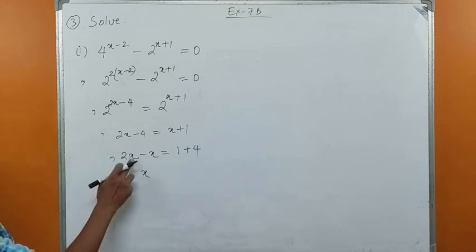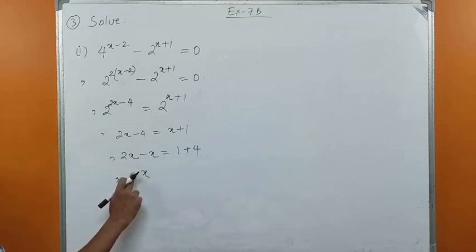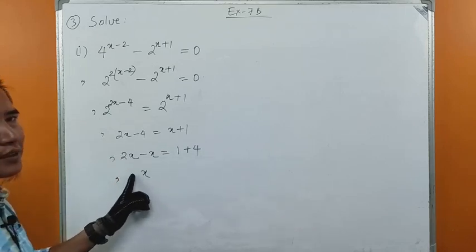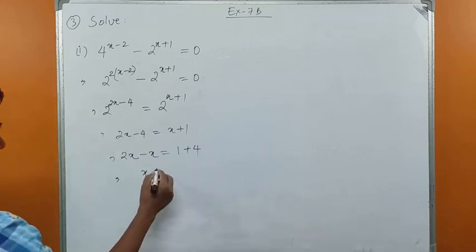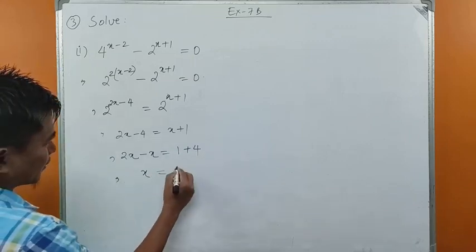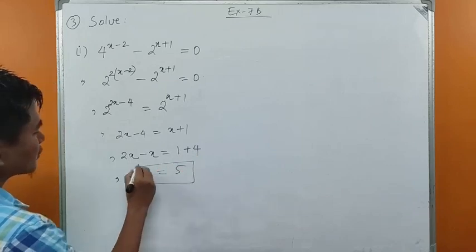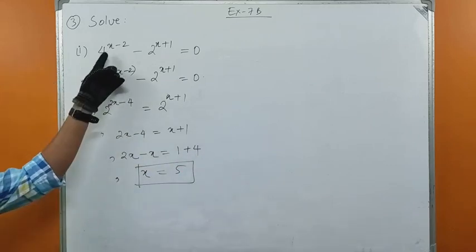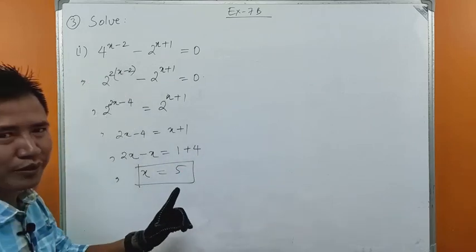The sign of the greater number comes, plus. Here we write plus. If we don't write any sign, we should understand there is a plus sign, isn't it? x equals to 1 plus 4, that is 5. So the value of x is 5. From this equation we found the value of x to be 5.